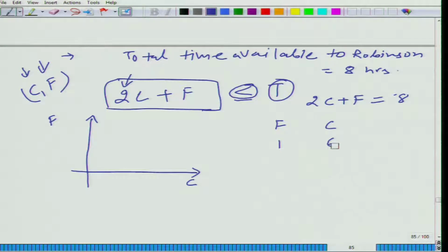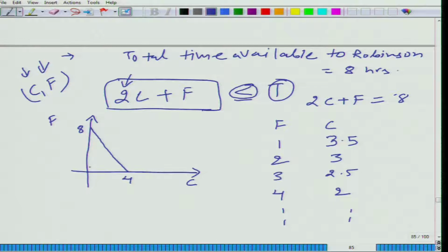Oh, sorry, you can get 3.5, and if you have 2 units of F, how many units can you get? 3, and similarly 2.5 and 2 and so on, and if you plot, you will get a curve. How does it look? A downward sloping straight line, 8 here, and here you will have 4.